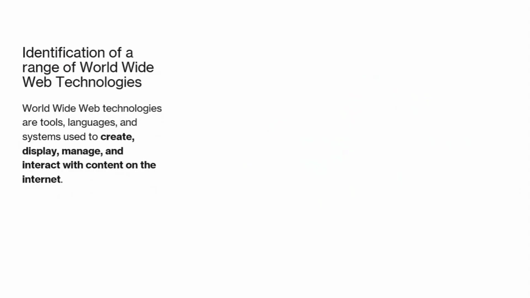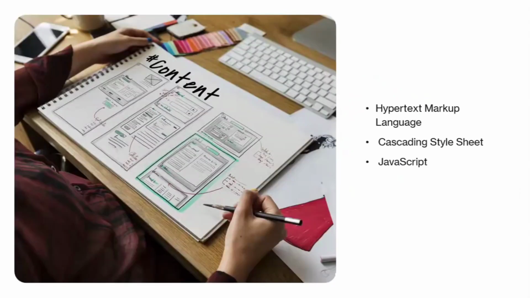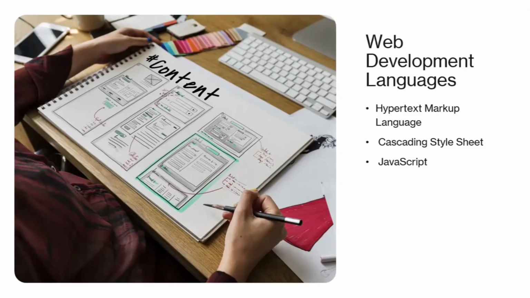Now we are going to identify a range of World Wide Web technologies. We have the HyperText Markup Language, Cascading Style Sheets, and JavaScript. These are the web development languages.